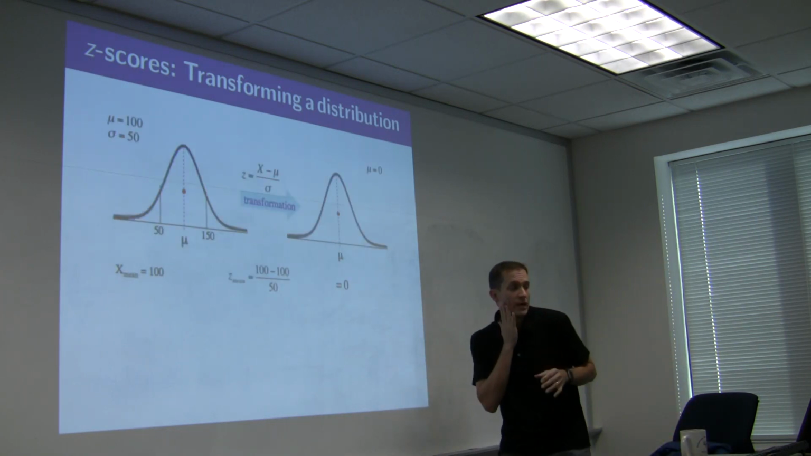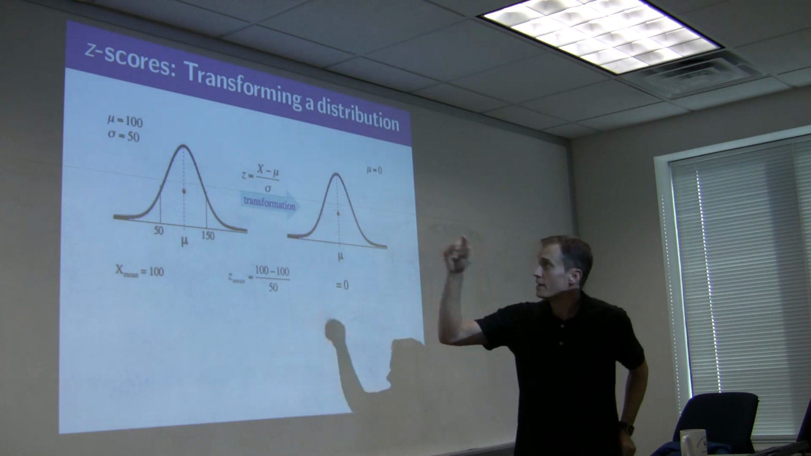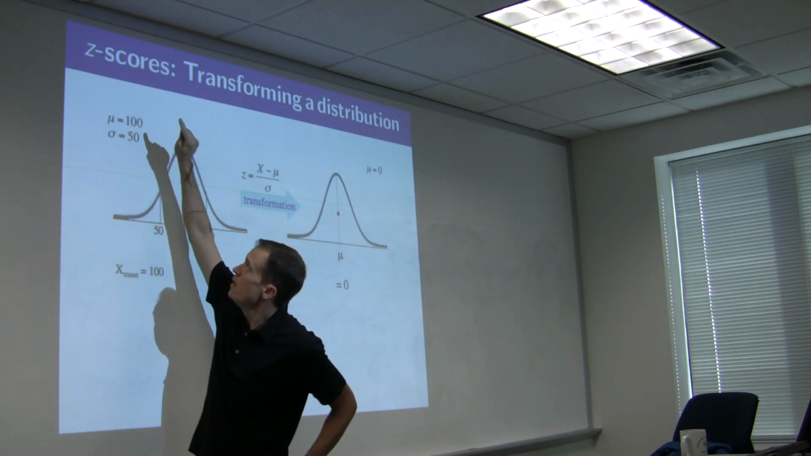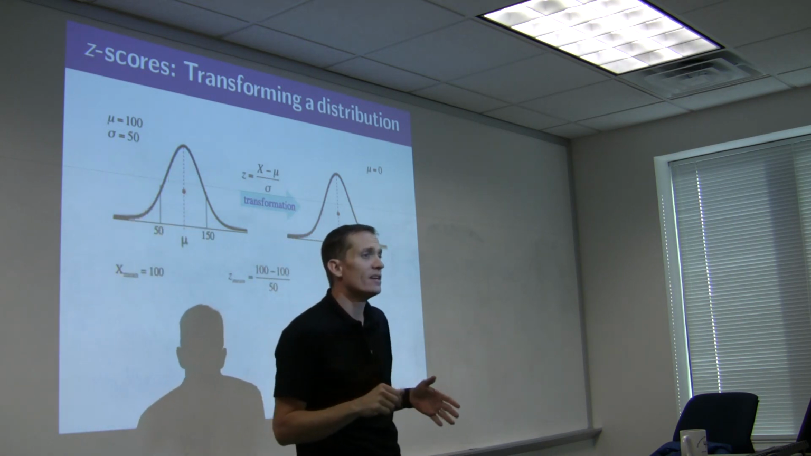Just to give a couple of quick examples of how they do work, let's suppose we've got a distribution here, and up here at the top I tell you that this is a normal distribution with a mean of 100 and a standard deviation of 50.